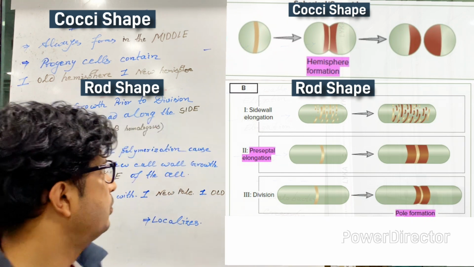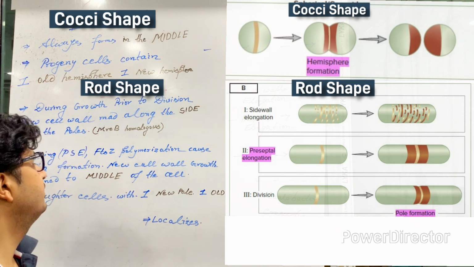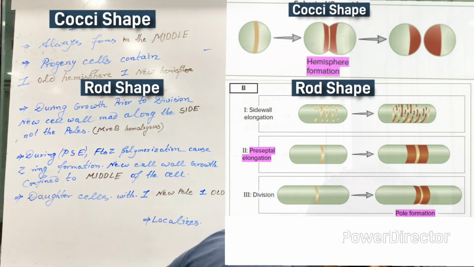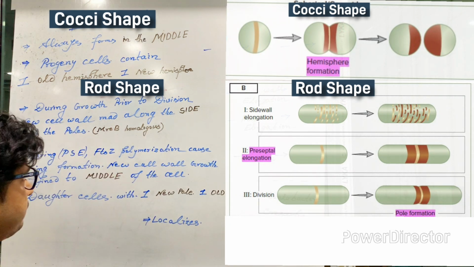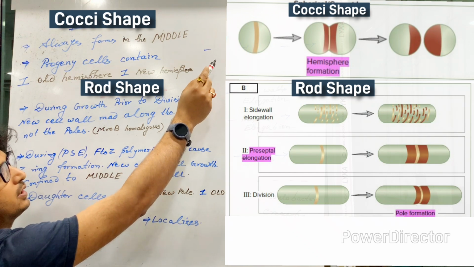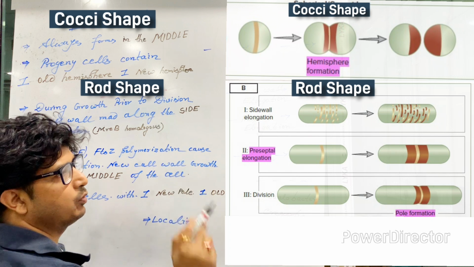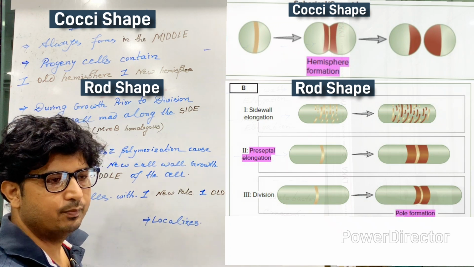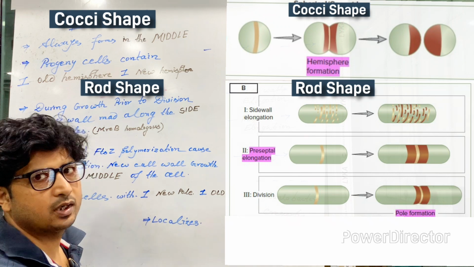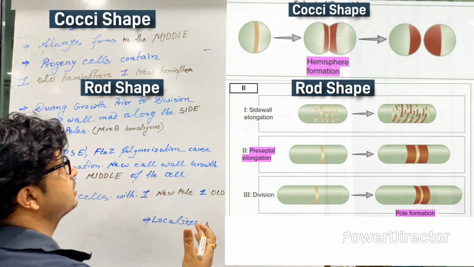Now start this with the cocci. So the spherical shape or the cocci shape is the same thing. Now remember this. The cocci, as you can see in this picture over here, always involve septum formation. In my previous class, I have told you about septum formation, cytokinesis, binary fission processes. So please go to that class. You will be finding it in the I button, and then come to this class. It will be easy for you to understand.